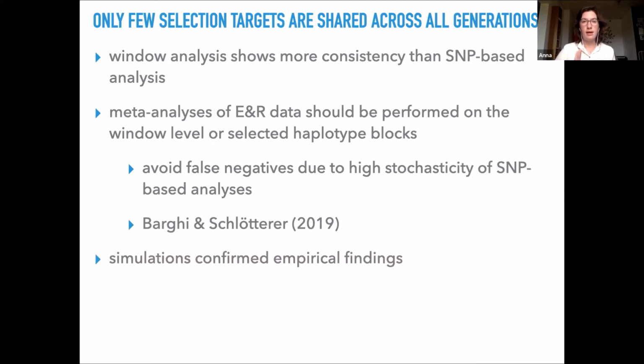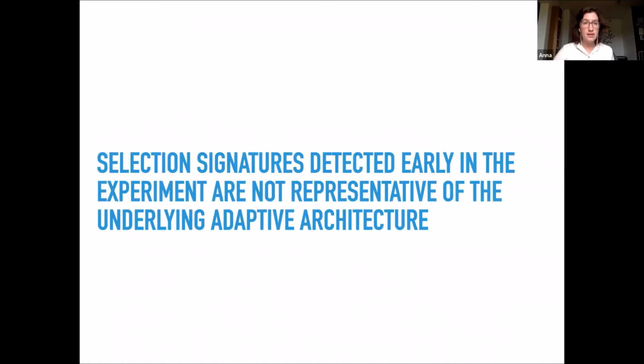And again, I used simulations and I could confirm my empirical findings. So last but not least, selection signatures detected early in the experiment are not representative of the underlying adaptive architecture.